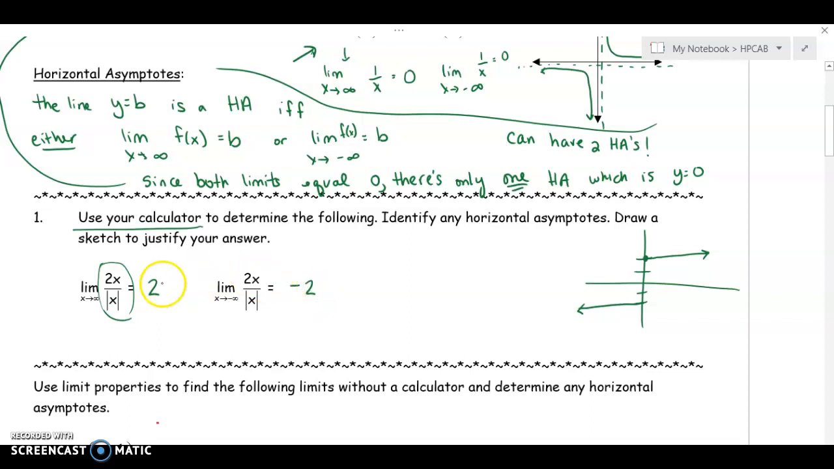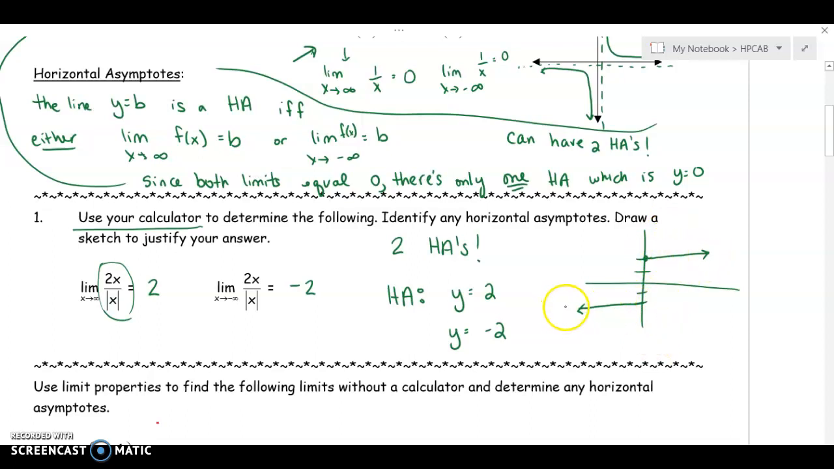Notice that these two values are different. That means that there are 2 horizontal asymptotes. We have 2 of them. One horizontal asymptote is y equals 2, and the other horizontal asymptote is y equals -2. And I mentioned earlier, remember, it's not like a vertical asymptote where it can't cross the horizontal asymptote.